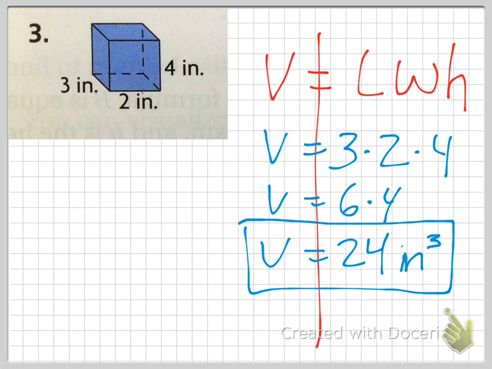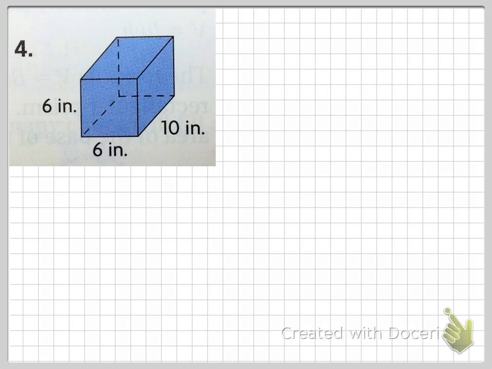Now, let's look at another problem. Another rectangular prism, right? So we're going to use the formula. Volume equals, I keep writing area. Volume equals length times width times height. And I want you guys to do this one with me.